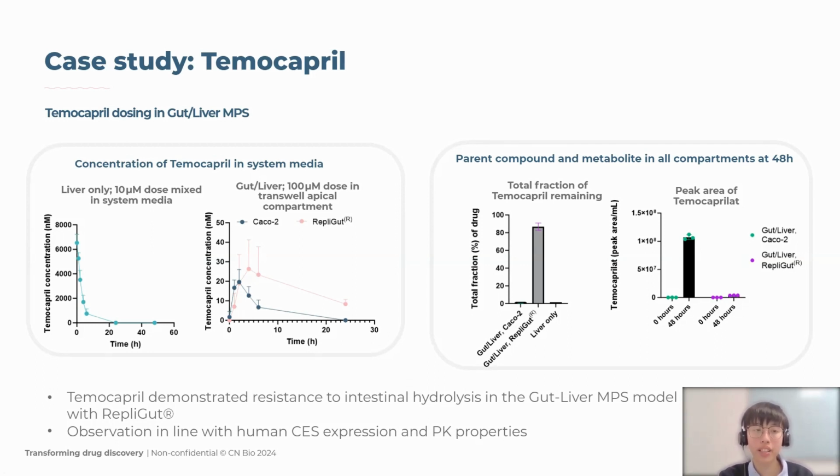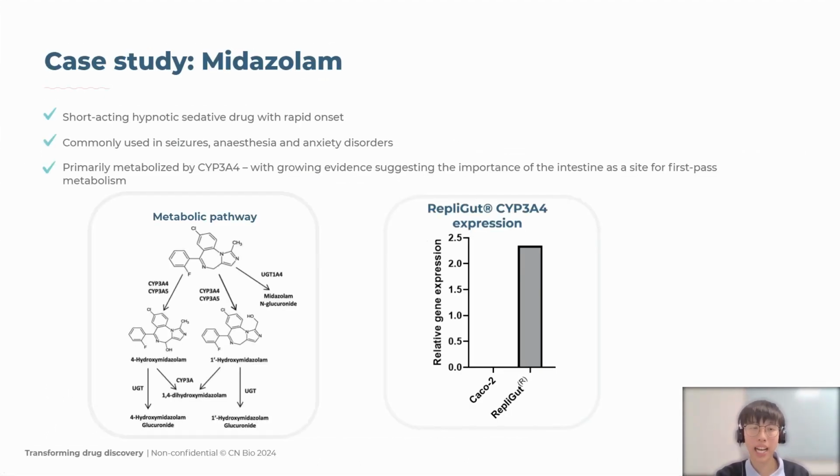So collectively, all this evidence has suggested that temocapril might demonstrate a resistance to intestinal hydrolysis in our primary gut liver model, which is also in line with the CES expression pattern in the human intestine and also the PK properties of the drug itself. Another drug that we tested the model with was midazolam.